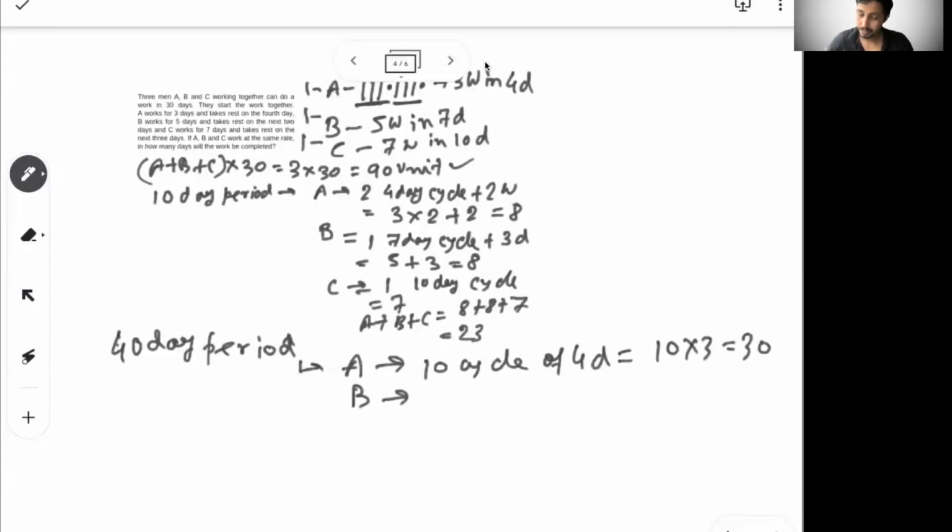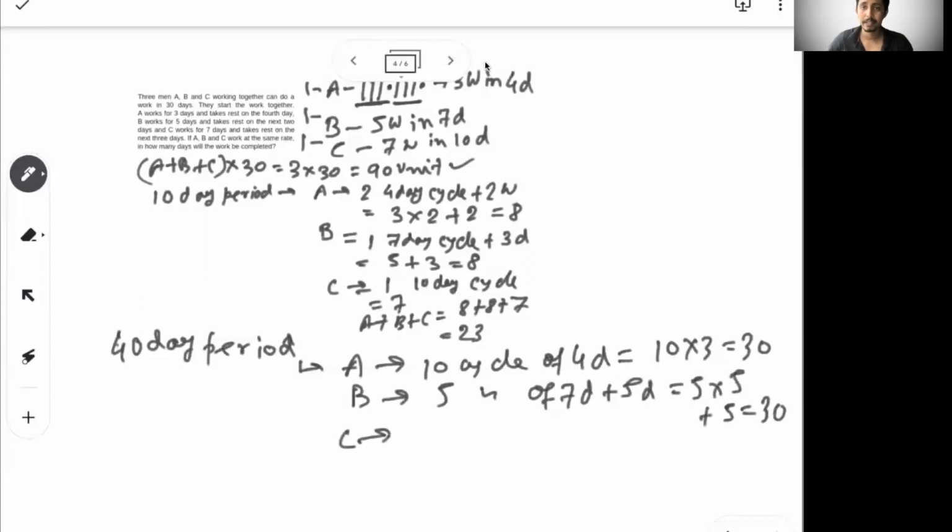B, the 7-day cycle. So I can say 5 cycles of 7 days plus 5 days, so 35, 5 cycles of 7 days. For each cycle, B is doing 5 units because he has 5 days of working. So 5 into 5 plus another 5-day working. So again 30 units.